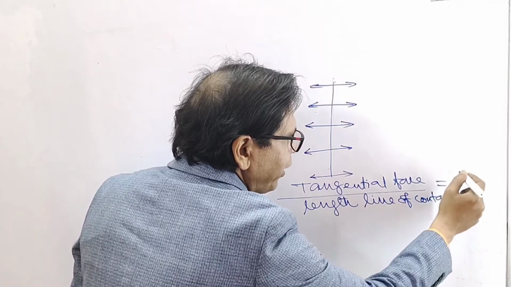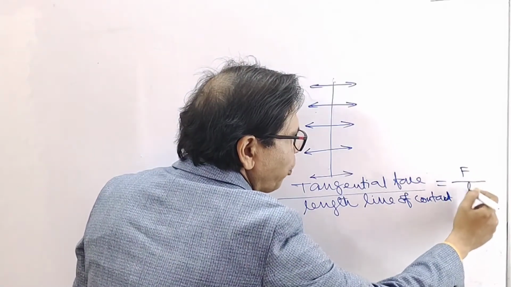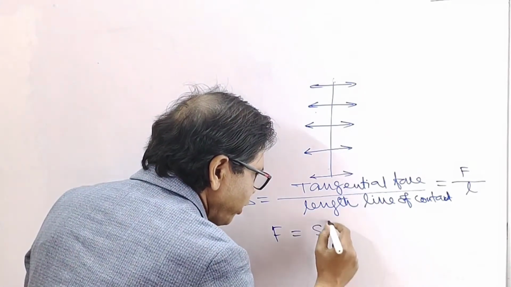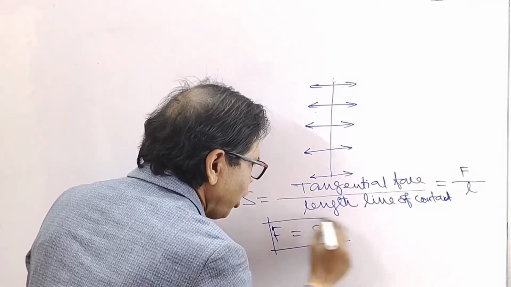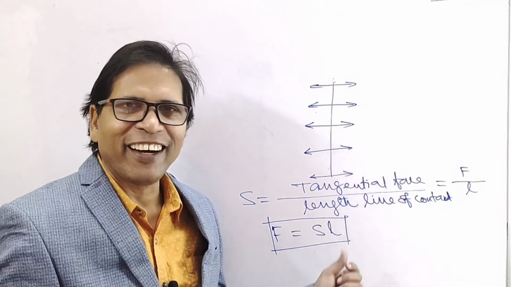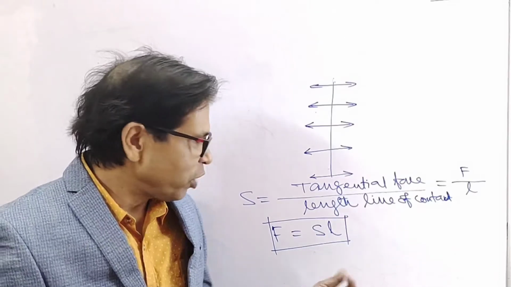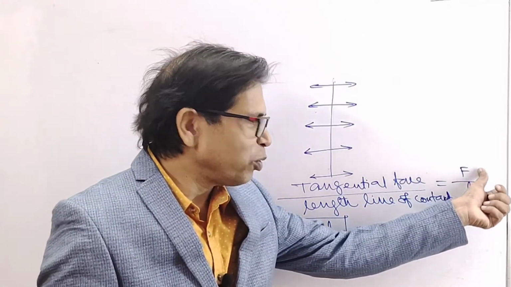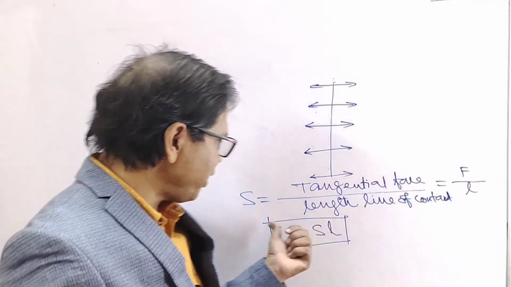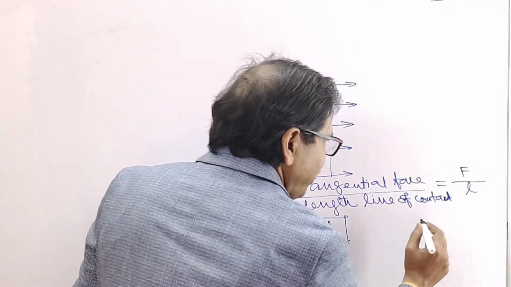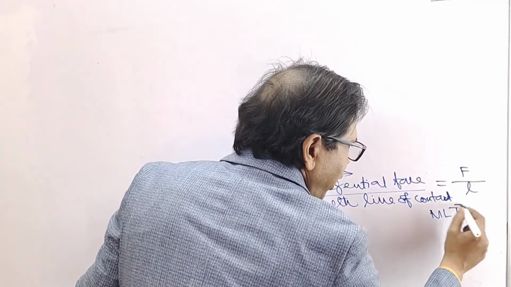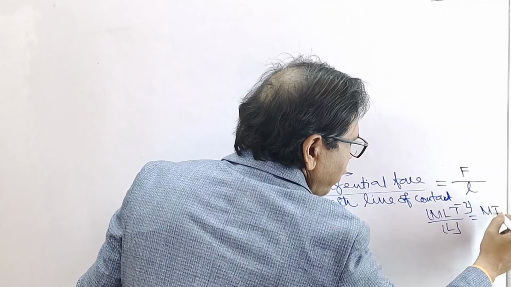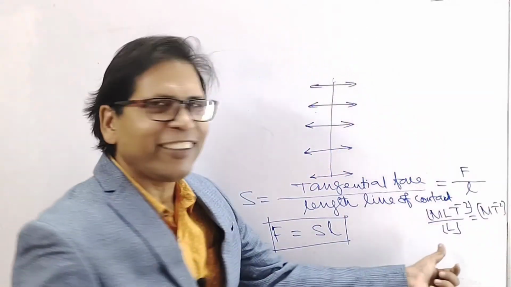Now, tangential force F, length of line of contact L. So, look at this. Tangential force is S into L. This is the force of surface tension. Understood? Now what is the unit? The unit of surface tension is Newton per meter, and its dimension is MLT to the power minus 2 divided by L, that is, MT to the power minus 2. Okay, understood?